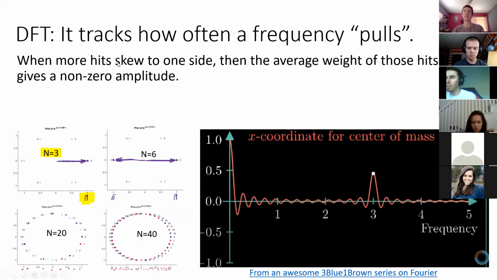So when more hits skew to one side, then you can think of the center of mass. It's the average weight of those hits, and it'll give a non-zero amplitude. I stole this from 3Blue1Brown. If you don't know that YouTube channel, go check it out. It's really awesome. He talks about this for Fourier transforms, this x coordinate being your center of mass of all of these dots.